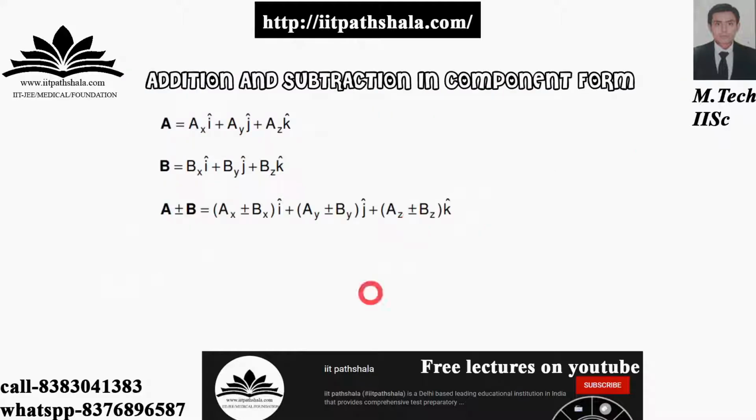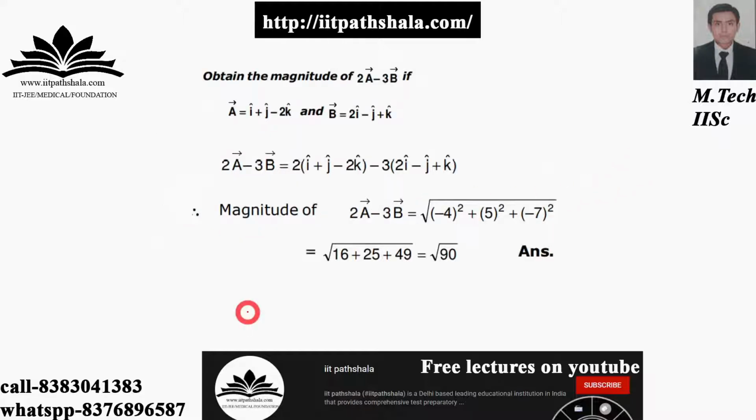Now let us talk about addition and subtraction in the component form. So let us say that you are having this A vector, and this is your B vector. Now you want to add them component wise. So I components will be added and subtracted with each other only. You cannot add or subtract this I component with this J component, because they don't lie on the same line. Now let us apply what we have studied over here.